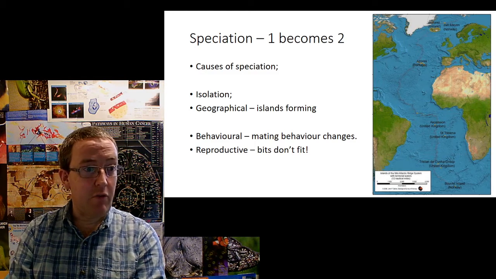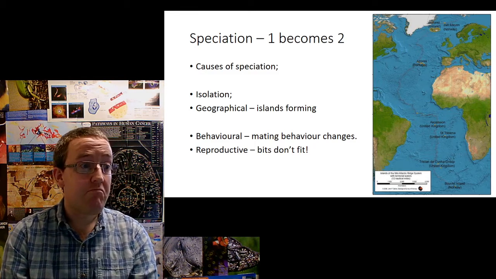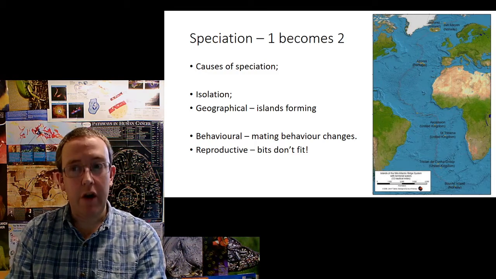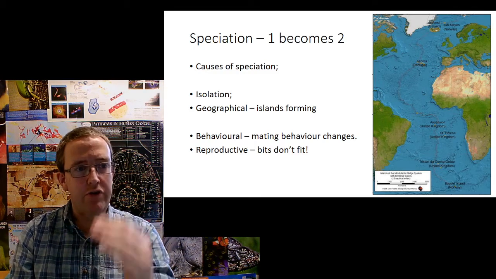It might be in an animal that their genitalia is not compatible, okay? So that will be reproductive isolation. But we want to focus on geographical isolation.